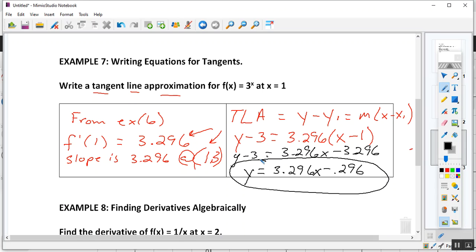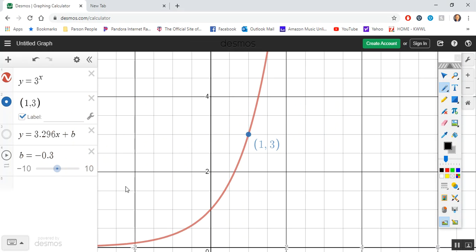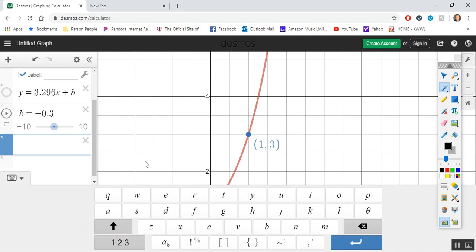Should we check and see if we're right? By the way, do you remember what that slider value was on D? Negative 0.3, wasn't it? Isn't negative 0.296 pretty darn close to that negative 0.3? Well, let's just type it in. Let's see what happens. What do you think we came up with for an equation here?